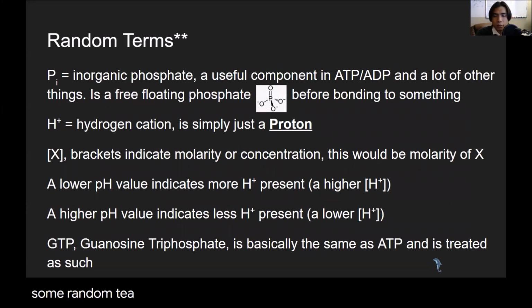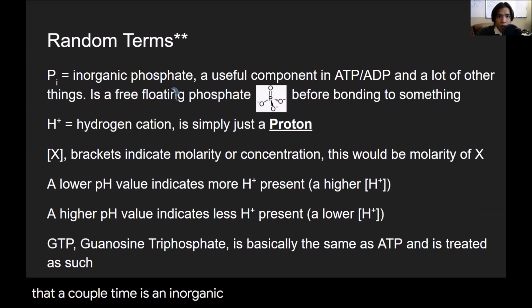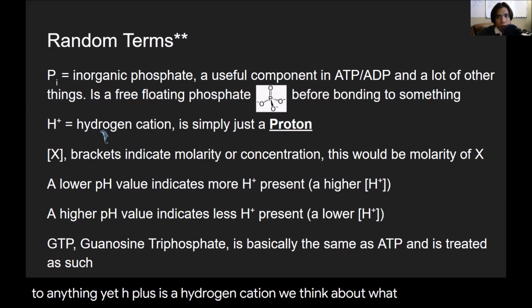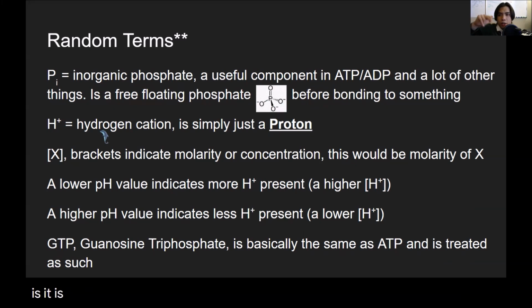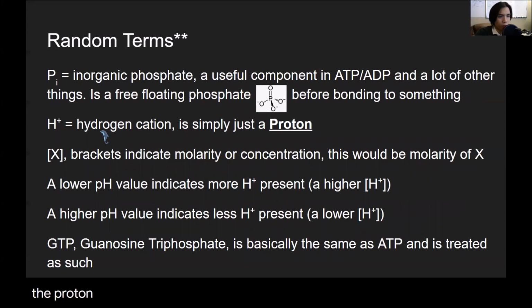Here are some random terms that we'll talk about and will be useful to know. Pi, I've referenced that a couple times, is an inorganic phosphate and is a useful component in a lot of things, particularly ATP and ADP. And it is this structure, you don't really need to know that. And it is a floating phosphate group, meaning it's not attached to anything yet. H plus is a hydrogen cation. If you think about what a hydrogen atom is, it is that proton plus that electron. If you get rid of the electron, it's just a proton left. So an H plus ion is a proton.